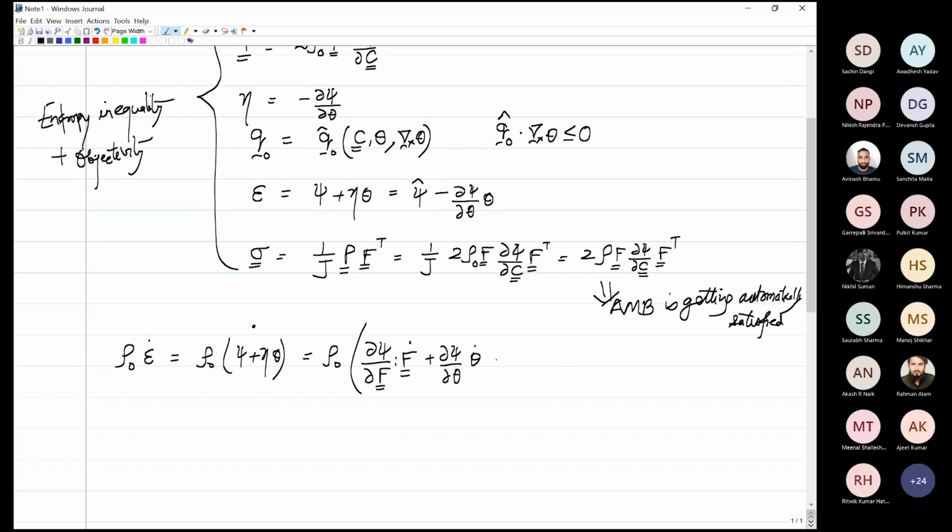But let me put it as eta dot theta only, because you will see that there will be some cancellation. Plus eta theta dot. And, okay. Then we know that rho naught del psi del F is basically your first Piola-Kirchhoff stress tensor. So this is same as P double contraction F dot, which is the stress power, right? Plus rho naught into, look at this thing, this is same as minus eta, right? So as you can see, this and this get cancelled. And what you have then remaining is just rho naught times eta dot theta. So that's why I didn't want to put what eta is, but now we can do that. Now we see that only rho naught eta dot theta remains.